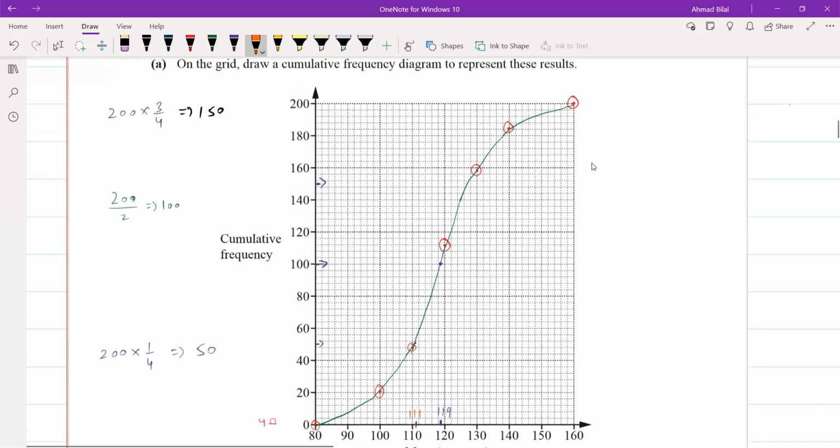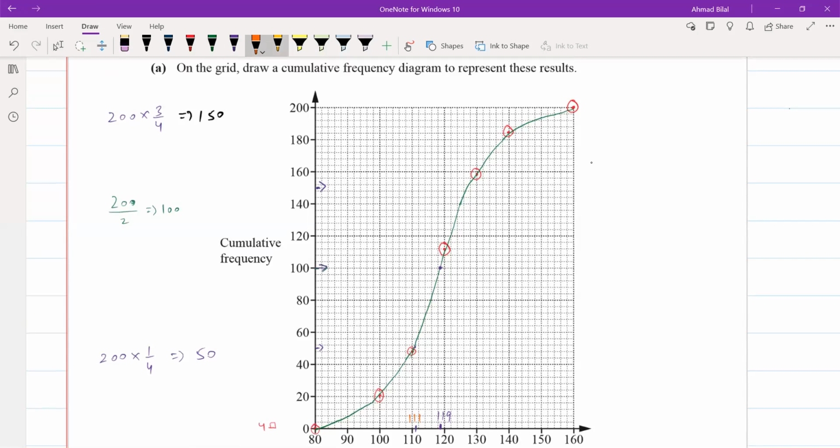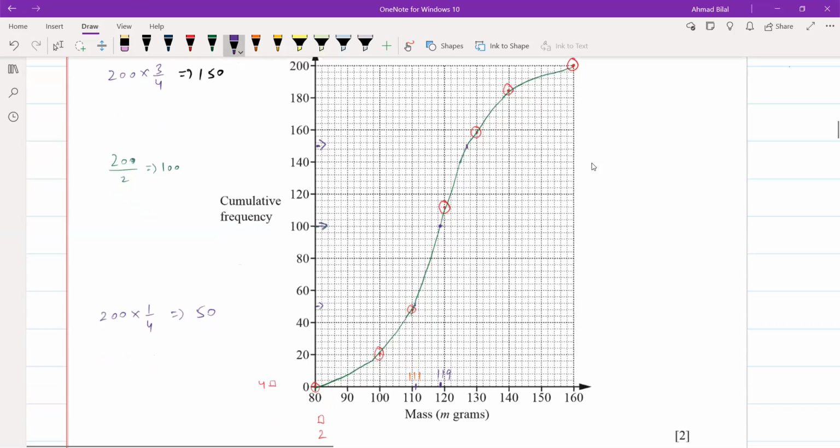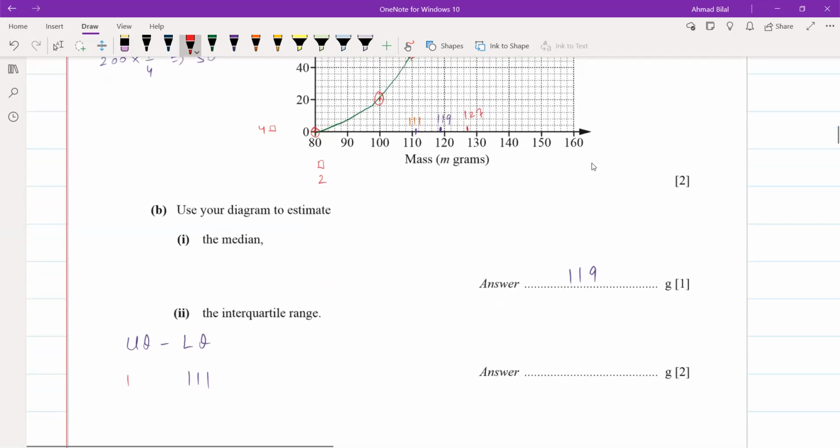And similarly, I see what I have against 150. 150 के ऊपर क्या आता है? That's this number here. ठीक है, ये number भी जाके नीचे देखते हैं, नीचे क्या है? That is somewhere here, right? And this is 127. So the upper quartile is 127.